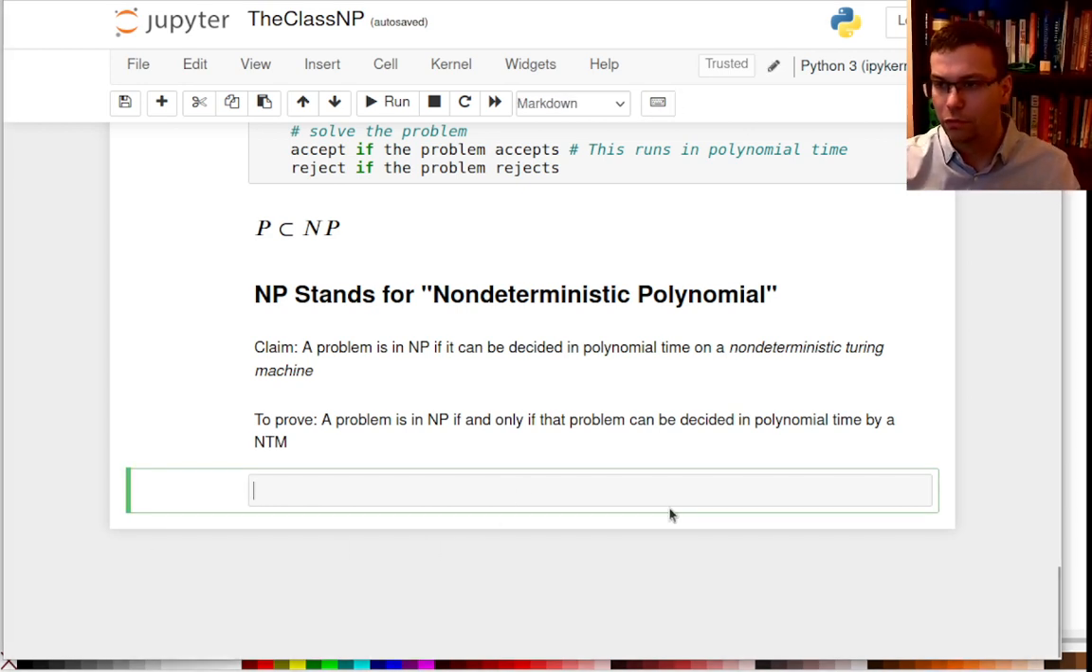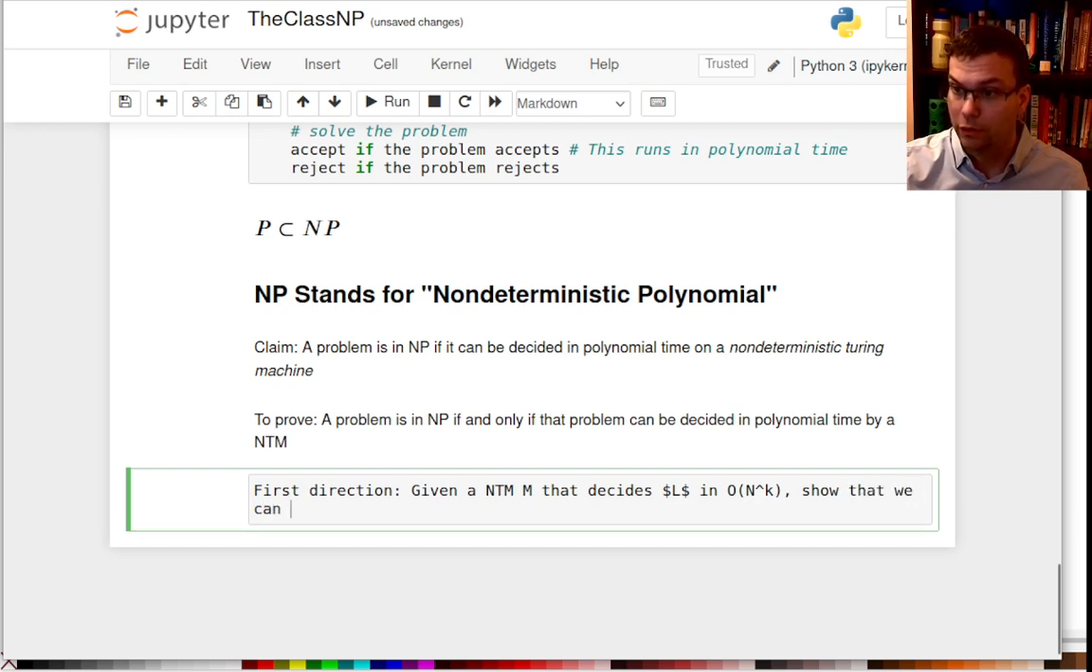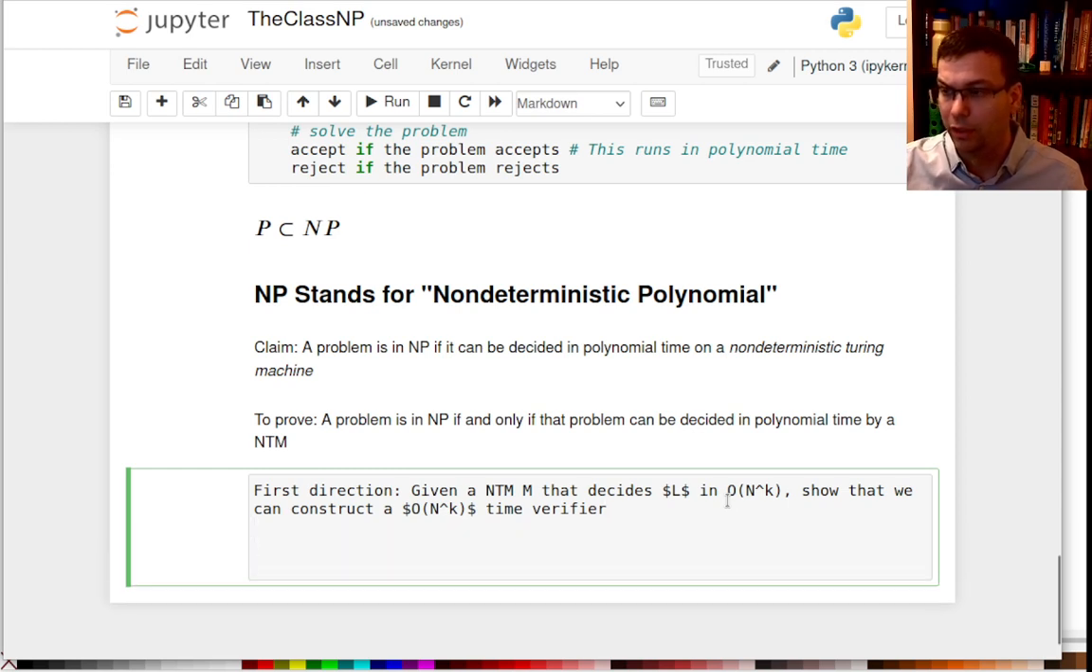The first direction assumes, so given an NTM M that decides our language in time O of n to the k, we want to show that we can construct a polynomial time verifier, in particular an O of n to the k time verifier. So given this non-deterministic polynomial definition, let me show that I can construct a polynomial time verifier.